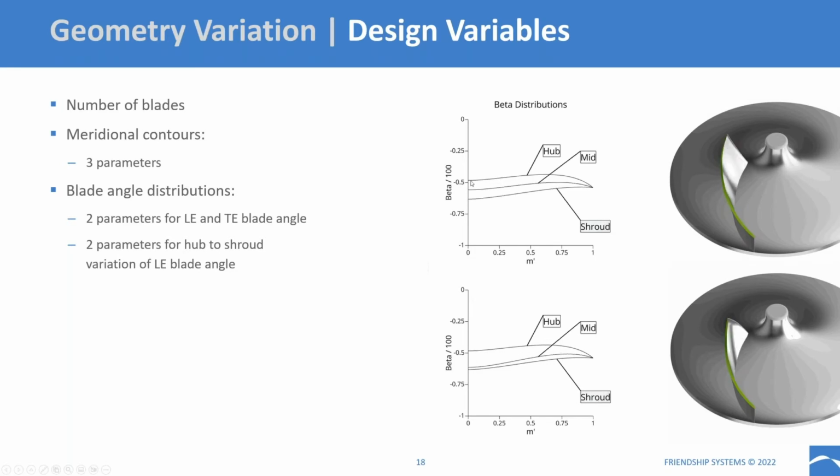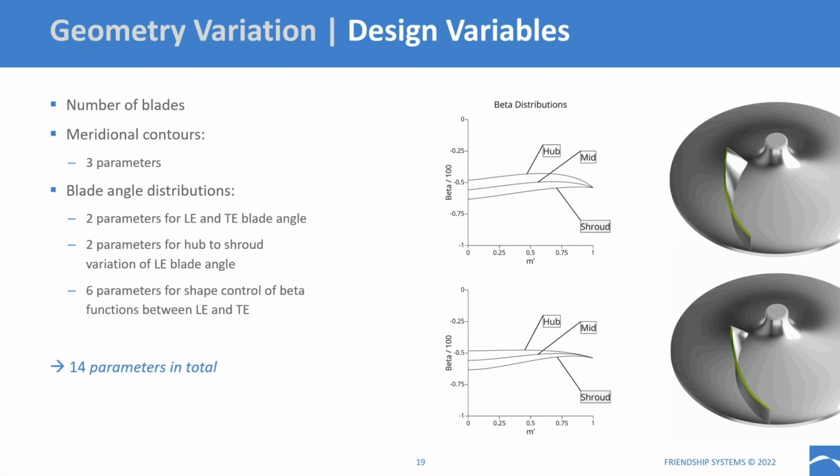So if the offset is 0, then hub, mid, and shroud all have the same leading edge blade angle. Otherwise, there is a certain spread. And the second parameter basically controls where the mid contour is located between these values.